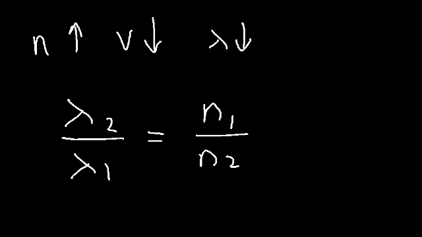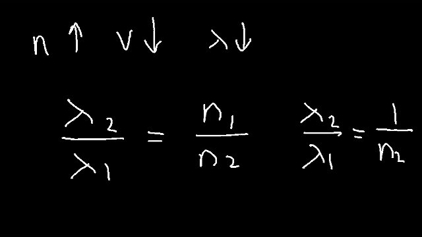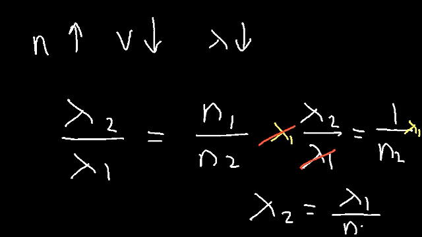Now, let's say 1 is for air and 2 is for the new material. So this is going to be wavelength 2 divided by wavelength 1, and the index of refraction of air is 1, over n2. So I'm going to multiply both sides by wavelength 1. So these are going to cancel. So then you're going to get this equation: wavelength 2 is equal to wavelength 1 divided by n2.